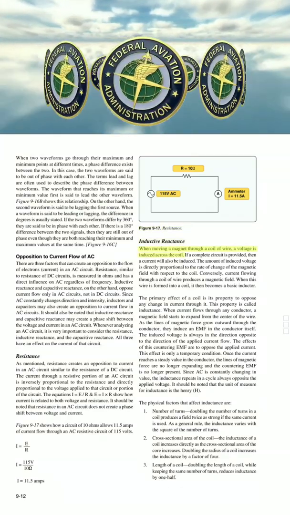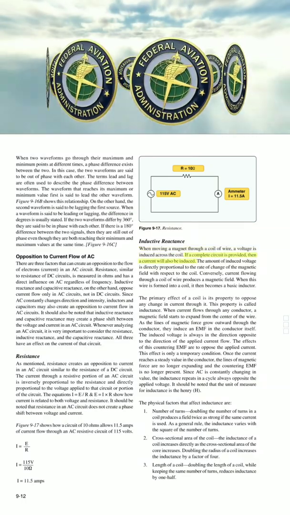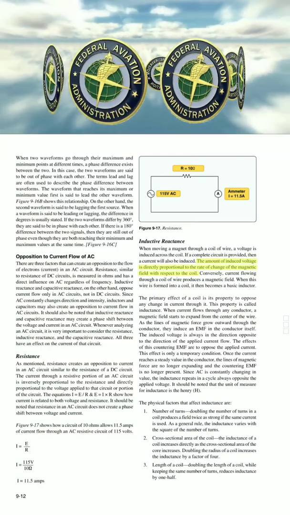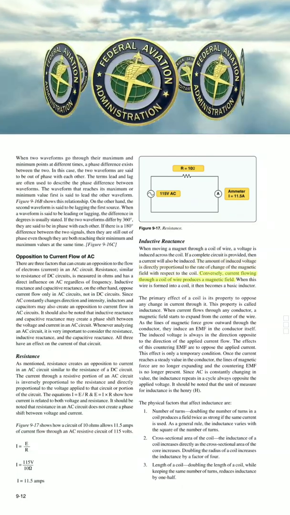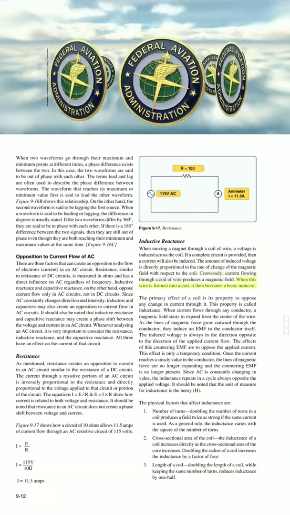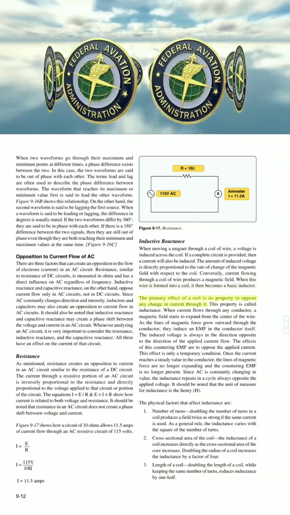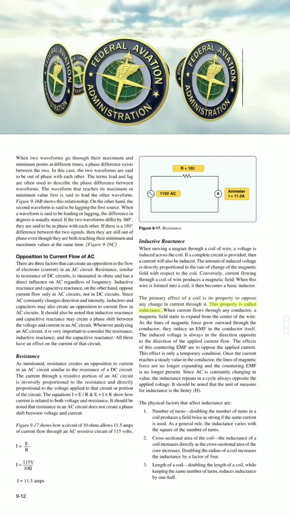Inductive reactance. When moving a magnet through a coil of wire, a voltage is induced across the coil. If a complete circuit is provided, then a current will also be induced. The amount of induced voltage is directly proportional to the rate of change of the magnetic field with respect to the coil. Inversely, current flowing through a coil of wire produces a magnetic field. When this wire is formed into a coil, it then becomes a basic inductor. The primary effect of a coil is its property to oppose any change in current through it. This property is called inductance.